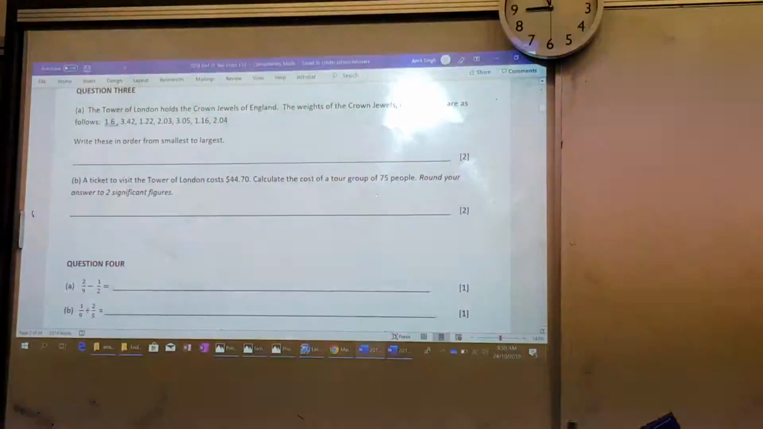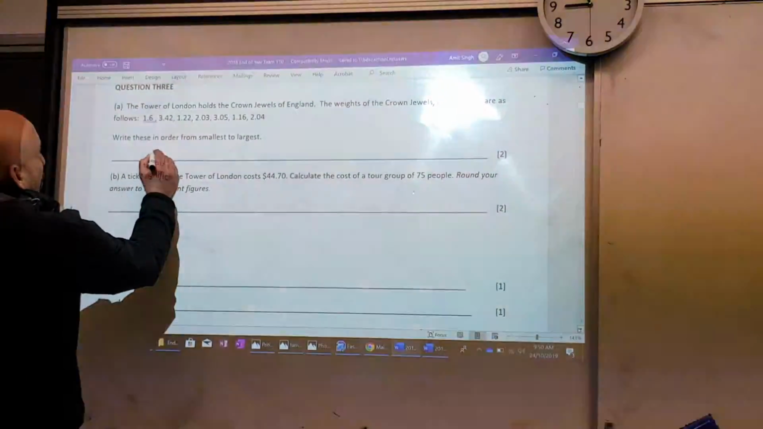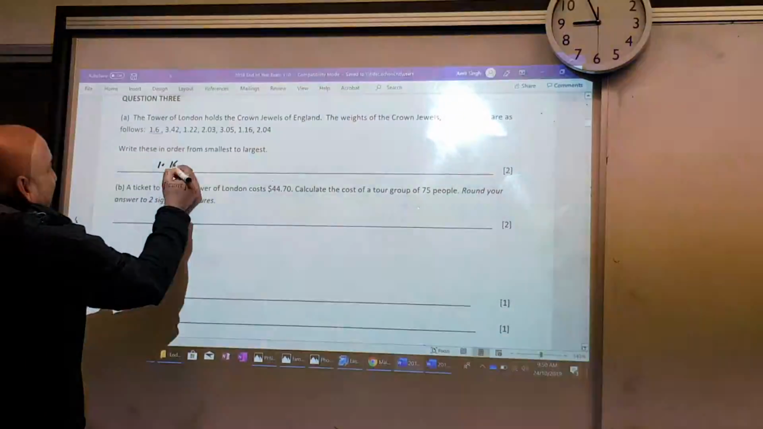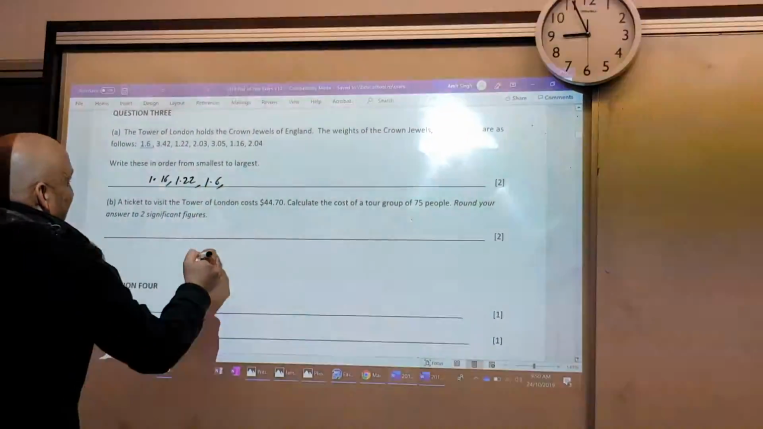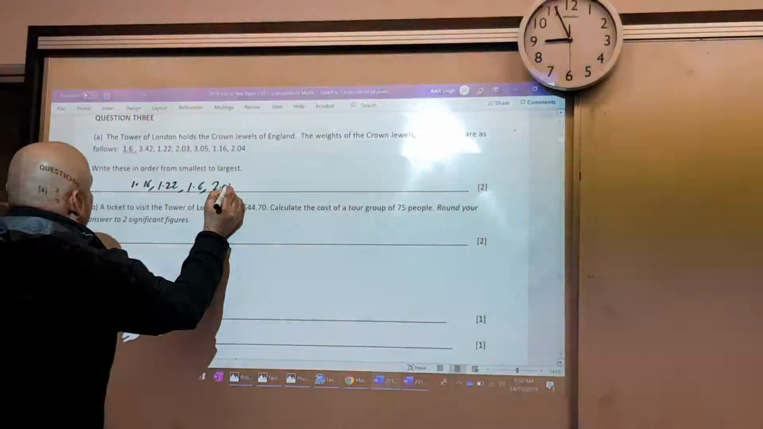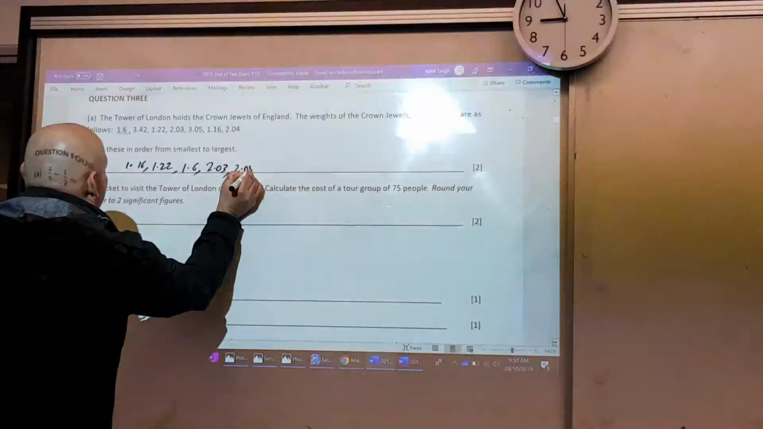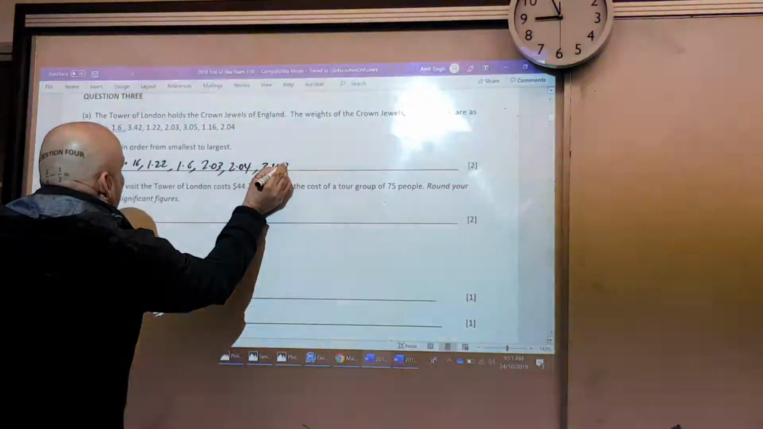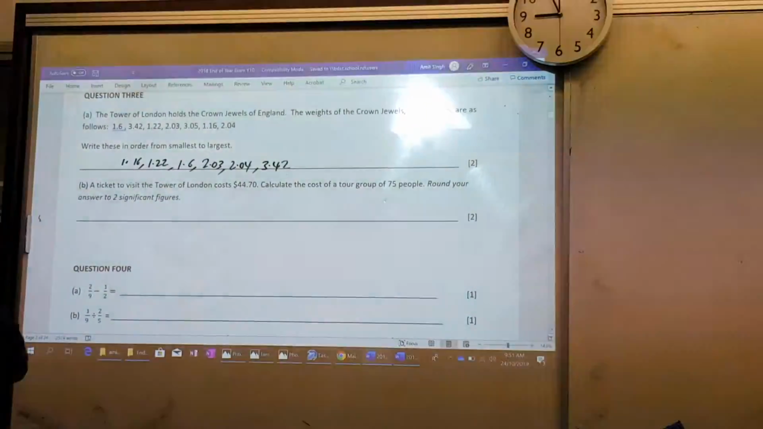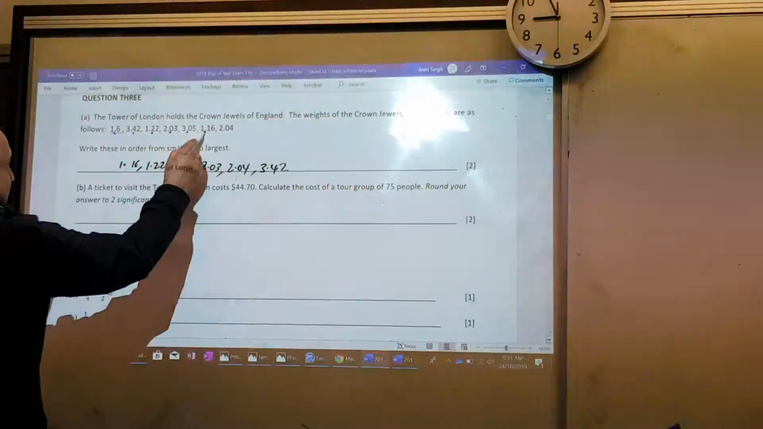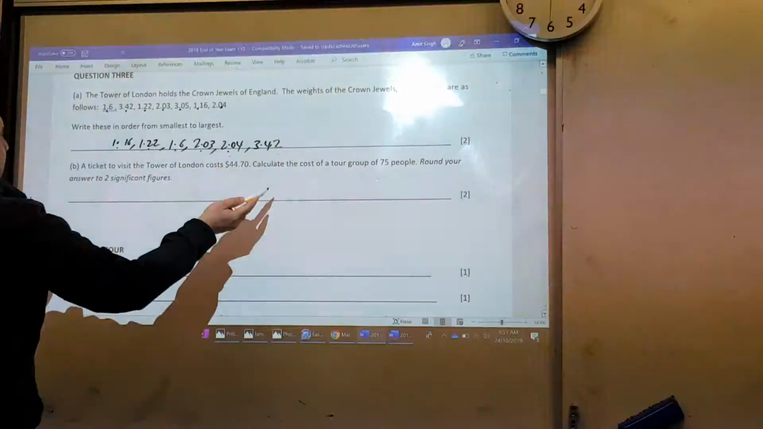So the smallest number over here will be 1.16, then 1.22, then 1.6, then 2.03, 2.04, 3.42. After you do that, you check whether you have done all or not. So 1, 2, 3, 4, 5, 6, 7. 1, 2, 3, 4, 5. See, I made a mistake.